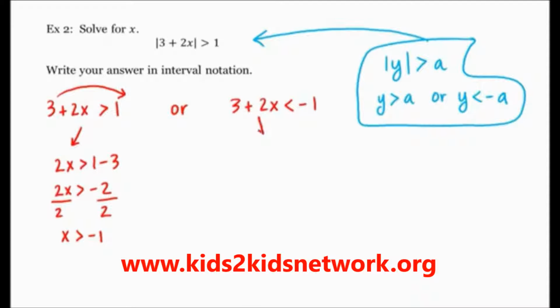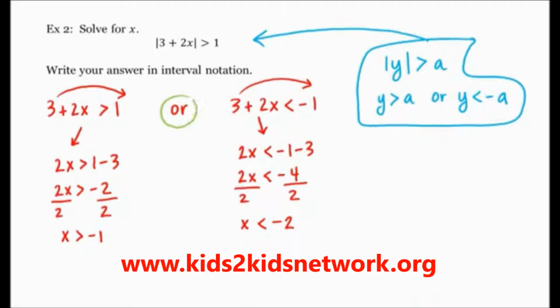And what about the second inequality? Again, we'll bring the 3 to the right-hand side, which means 2x is less than -1 minus 3, or 2x is less than -4. Again, dividing by 2 gives us x is less than -2. And since these inequalities are joined by the word or, then the solution is all x values that make at least one of these true.